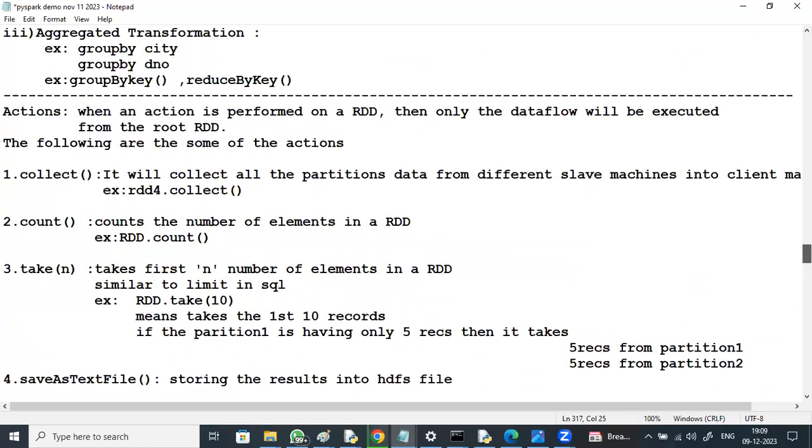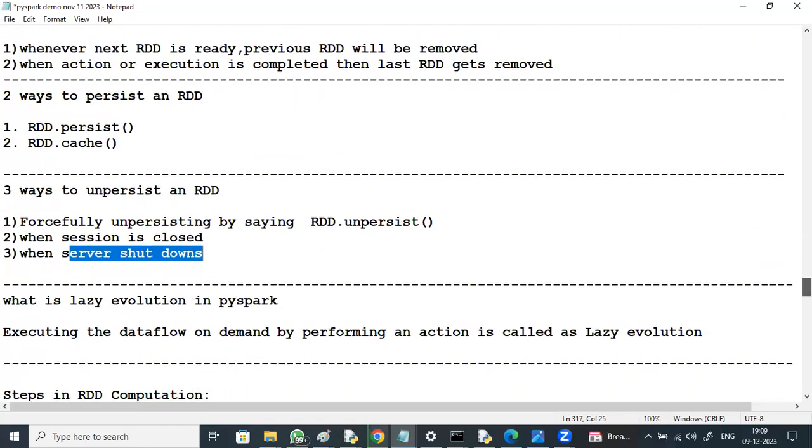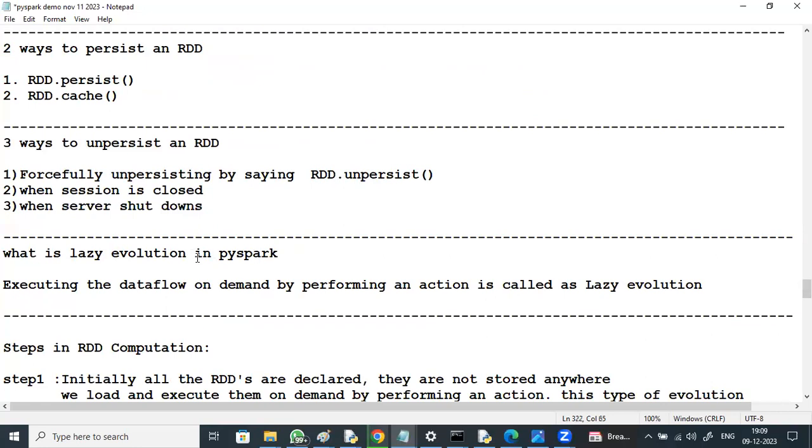When can we close the session? Do we have to manually close it? No. Whenever the Spark session is closed, or whenever the server shuts down, that RDD will be unpersisted. Otherwise, if it's not required, we generally say RDD dot unpersist in the program code, at the last, so that once the execution completes, it is removed, in case other flows don't want to execute it.